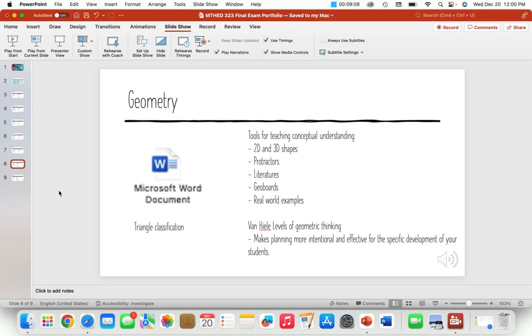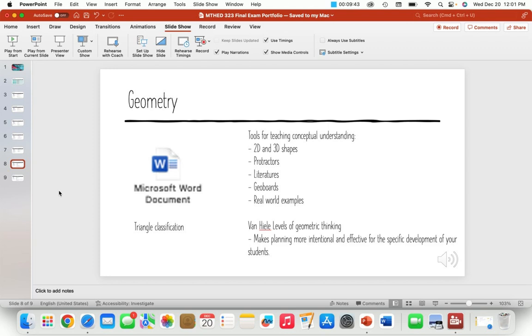So I included a couple different examples, so 2D and 3D objects of shapes, protractors. You can even include different books or literature, like building an initial understanding, or bringing the concept to the classroom through different books. Geoboards are such a great tool for students to build their own shapes, and then those real world examples, you could have students pick out shapes that they see within the classroom.